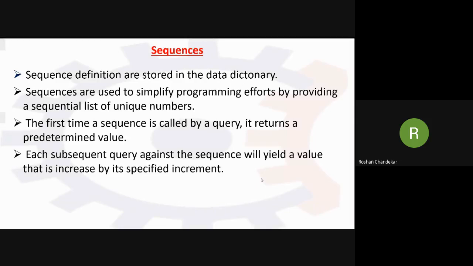So, what are sequences? The sequence definitions are stored in the data dictionary. Now, what is the data dictionary? The data dictionary is nothing but the structure of my table where we have to store our data, like what the data fields are and what their data types are. That is all about the data dictionary. So the sequences that we have stored, we can store in a data dictionary.